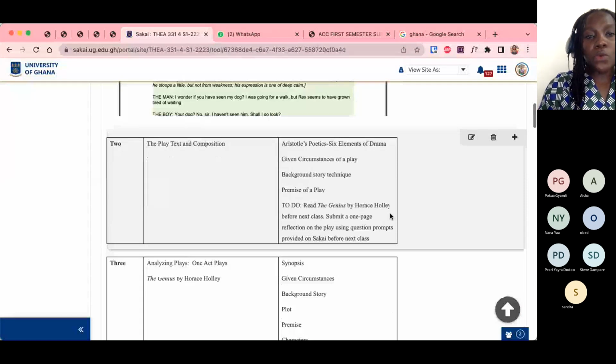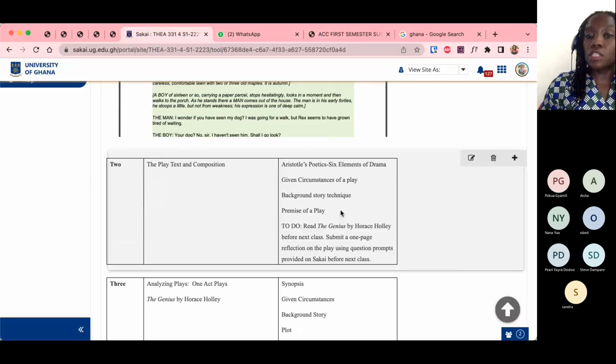So next week our topic is the play text and composition. So we'll be looking at Aristotle's Poetics, the 6 elements of drama. Are you familiar with the 6 elements of drama? No. Okay. So we'll be looking at that next week.